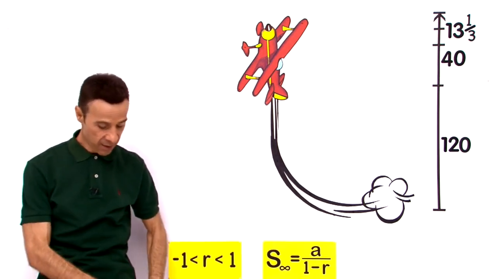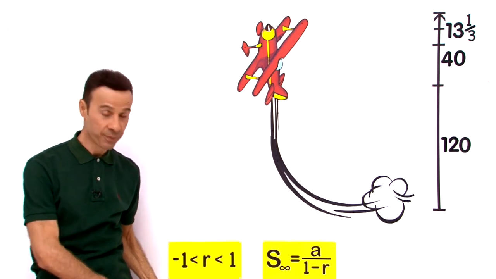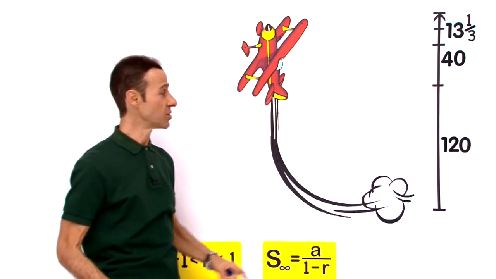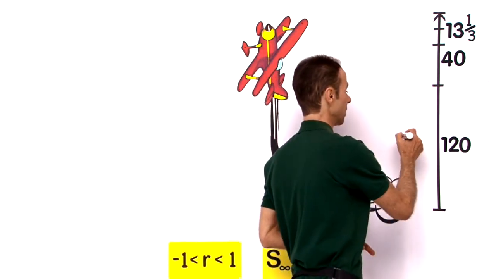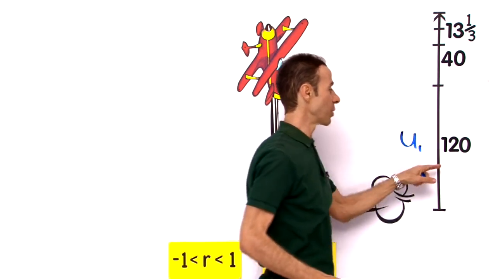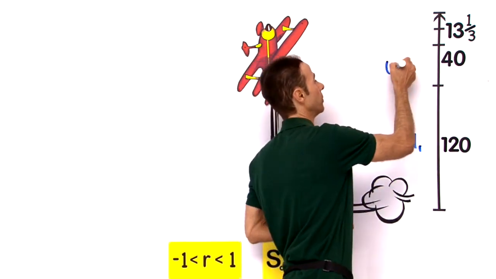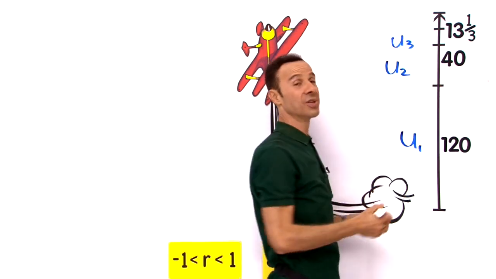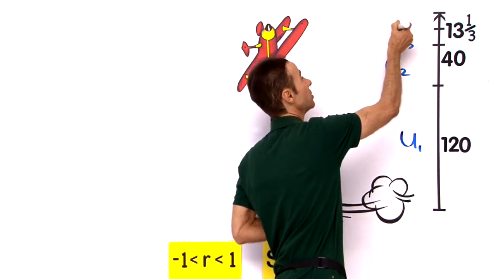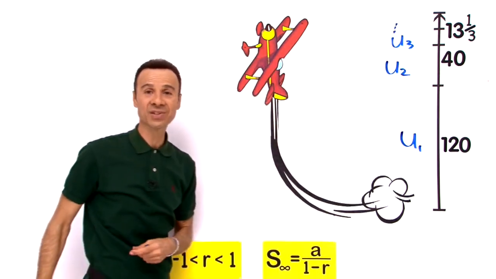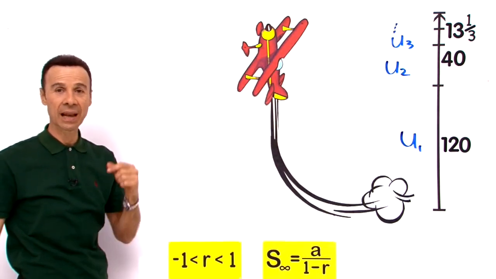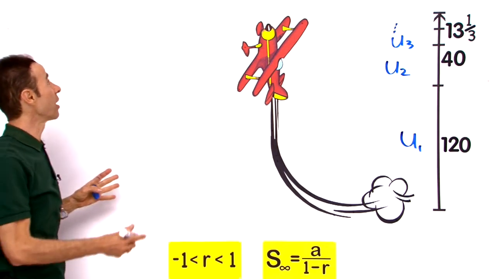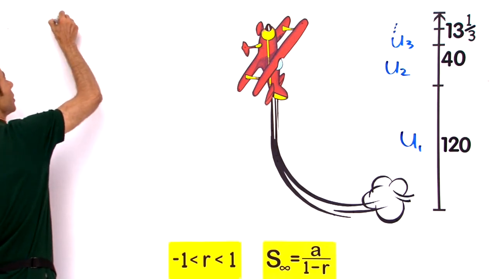What do we have first up? Well, the first thing we have is the first term. So the first term will be 120 meters. The second term, 40 meters. The third term, 13 1/3 meters, and so forth as it continues to ascend to that limit. Okay, so let's write out those terms.